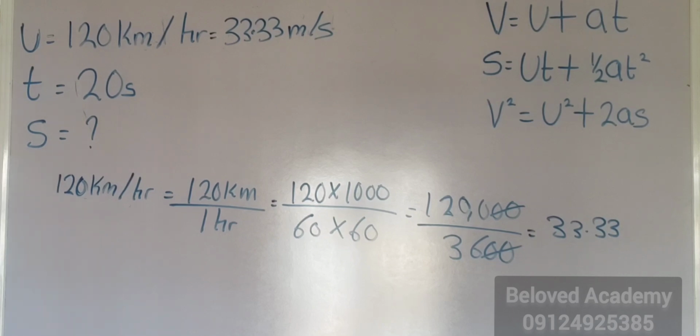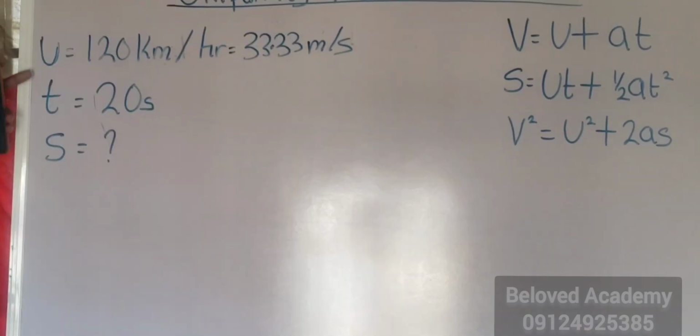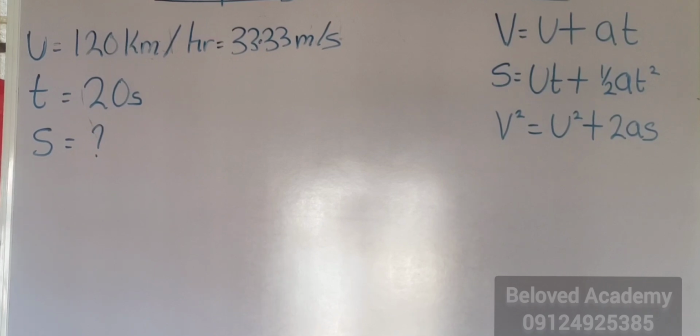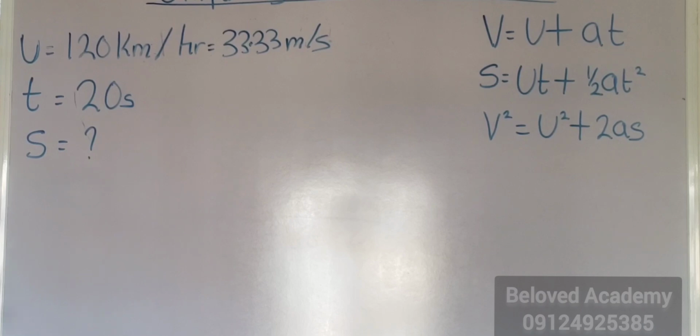Now, to calculate the retardation, which of these equations are we going to use? The first, second, or third? We are given the initial velocity, we are given the time, and we are told to calculate the distance. Also, the car comes to rest immediately after the brake is applied, it comes to a stop with a uniform retardation in 20 seconds. That's what we are told in the question. Because the car comes to rest, V, the final velocity, is equal to 0. We are told to determine the distance, but we cannot calculate distance without knowing the acceleration, as I've already told you earlier. So we first have to determine the acceleration.